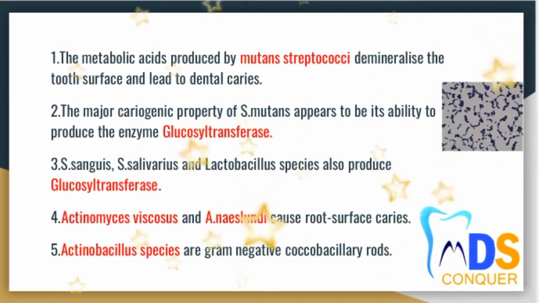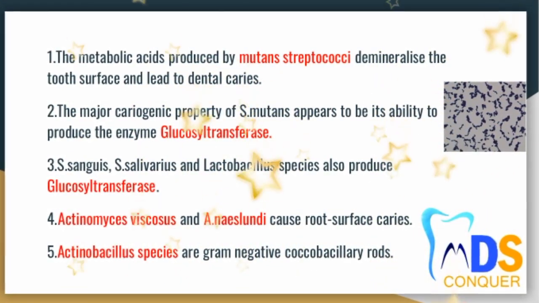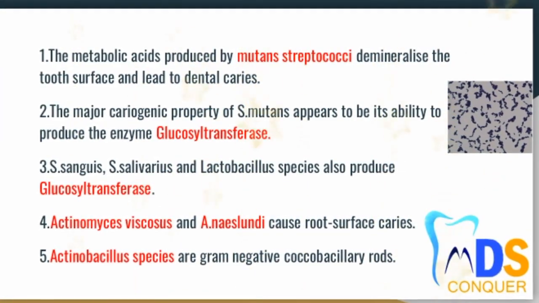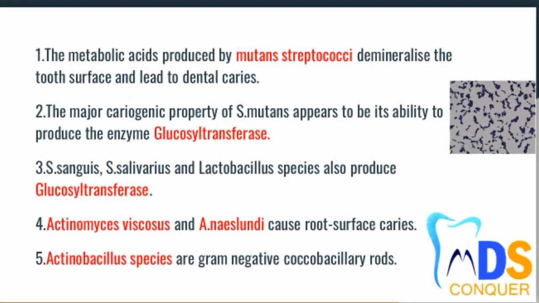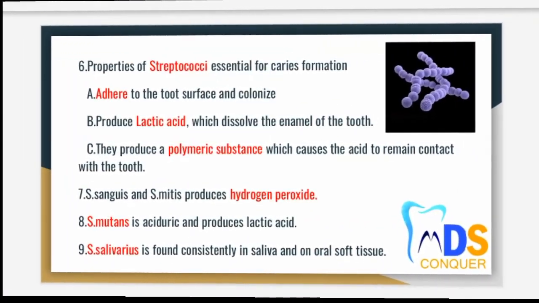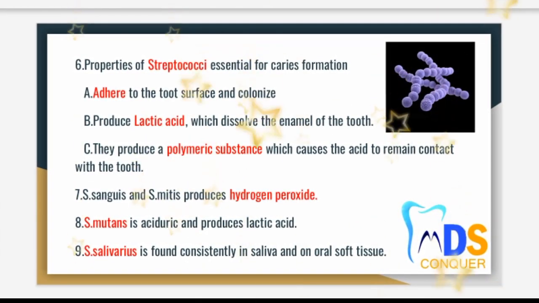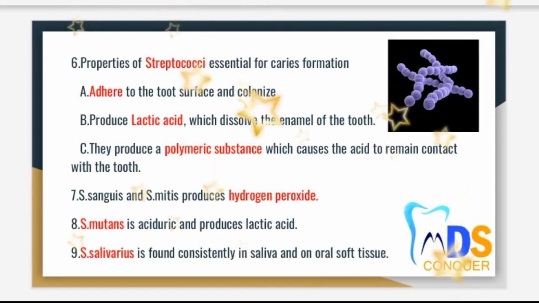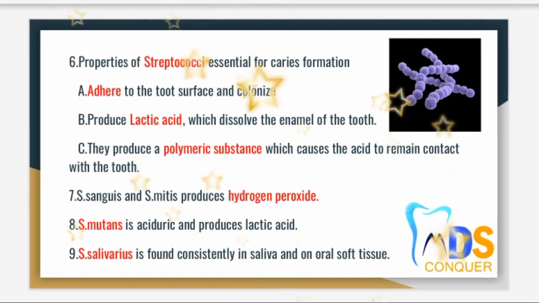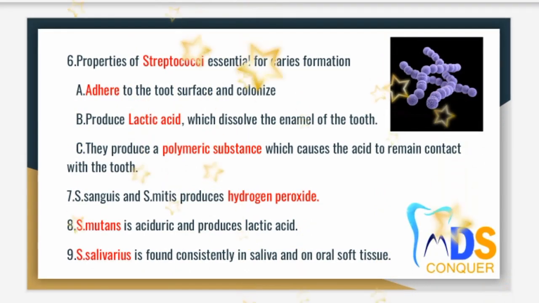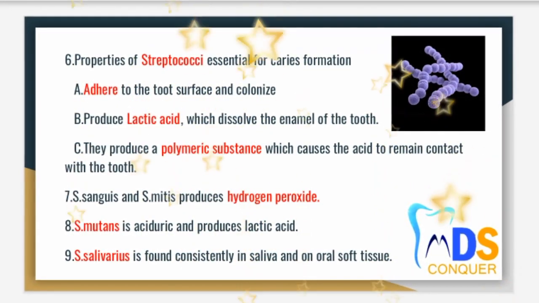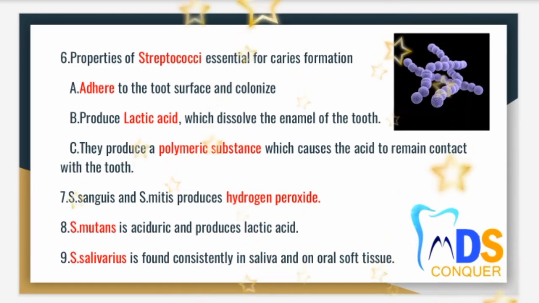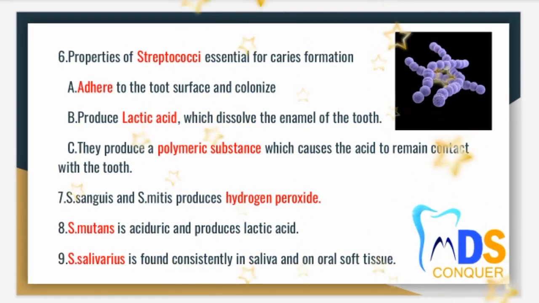Point number 4. Actinomyces viscosus and Nocardia cause root surface caries. Point number 5. Actinobacillus species are gram-negative coccobacillary rods. Point number 6. Properties of streptococci essential for caries formation are that they adhere to the tooth surface and colonize. They produce lactic acid, which dissolves the enamel of the tooth, and they produce a polymeric substance which causes the acid to remain in contact with the tooth.